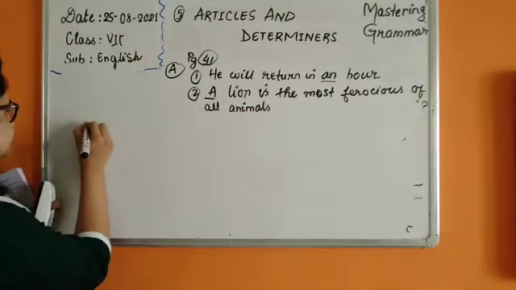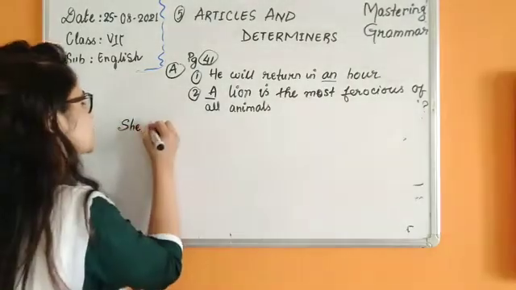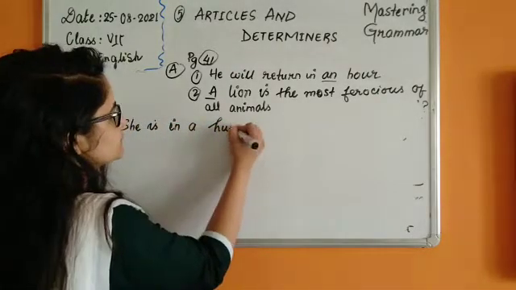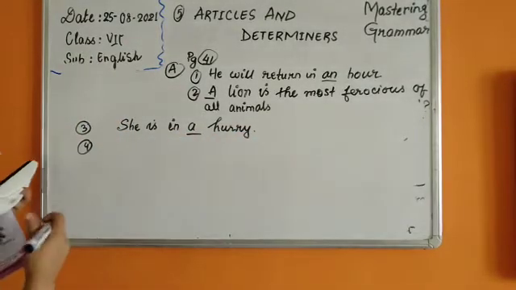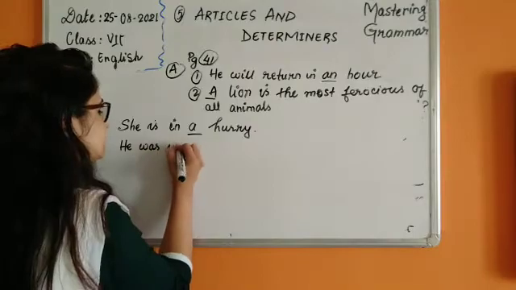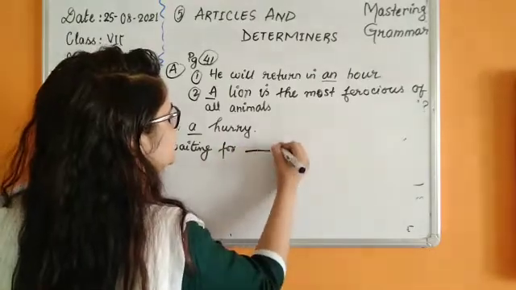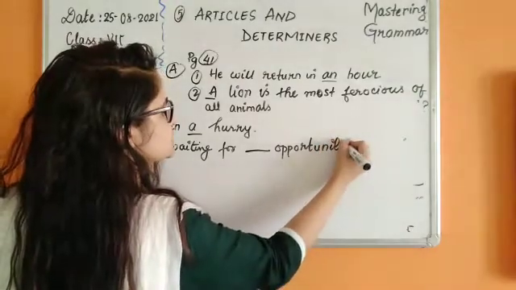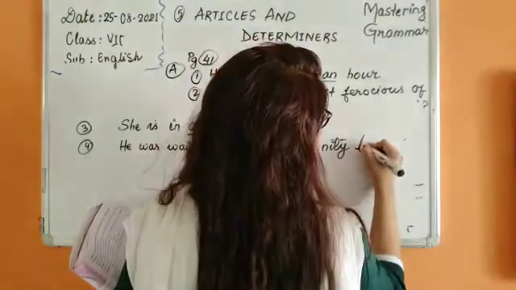Yes, now number 3. She is, I told you in a phrase we are always going to use a. She is in a hurry. Not an hurry. First of all, because the ha sound is there, in a hurry. Number 4. He was waiting for, children, see what we have here, opportunity. So an opportunity. He was waiting for an opportunity to start his own business.